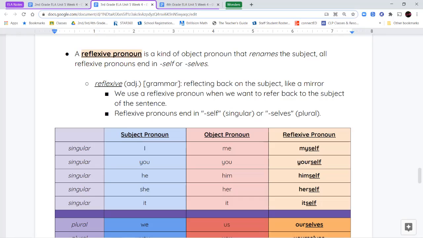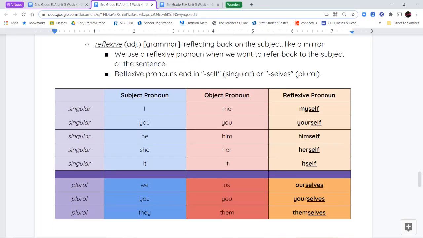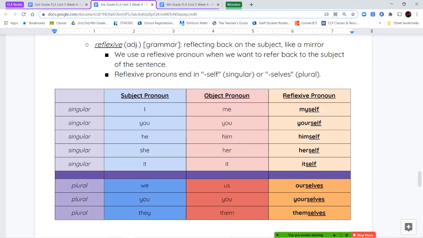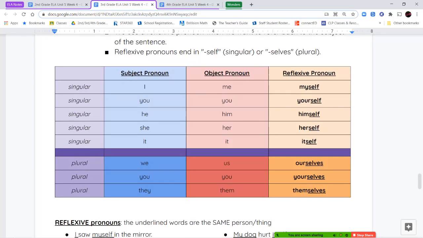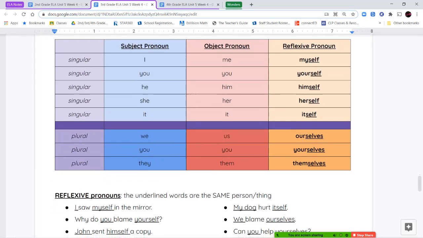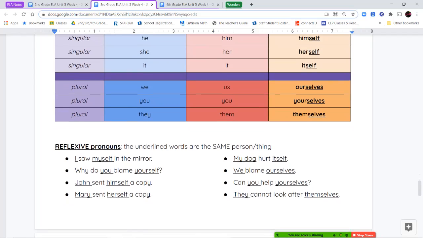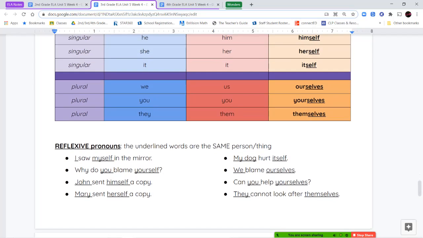So we have our table right here where I organize everything for you into what our subject pronouns are to remind you, our object pronouns, and our reflexive pronouns. So myself, yourself, himself, herself, itself. Those are all singular. Or I can be talking about the plurals. I can say ourselves, yourselves, if I'm talking about a group, themselves. Now, I want you to see in these example sentences how we're referring back to the subject. So pay attention to what's underlined. I saw myself in the mirror.